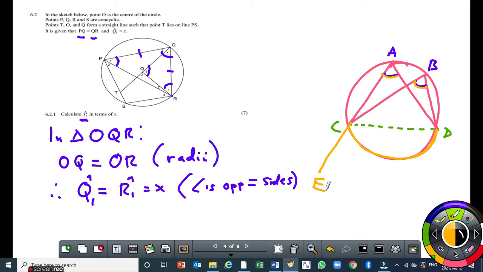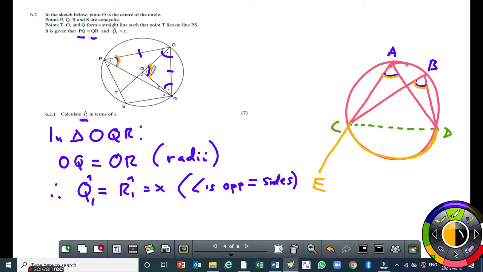So be very careful with the terminology. Okay, let's come back here. For me to get angle P1, I need to find the size of angle O1. Doesn't that mean that angle O1 is double P1? Yes, it is. Why is it double? Based on theorem 2: angle at the center is 2 times angle at the circumference.